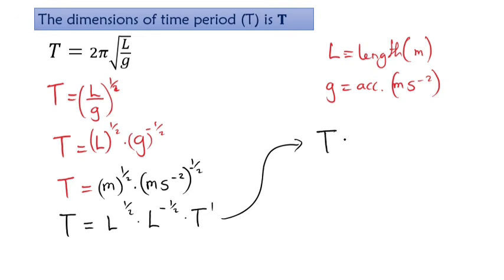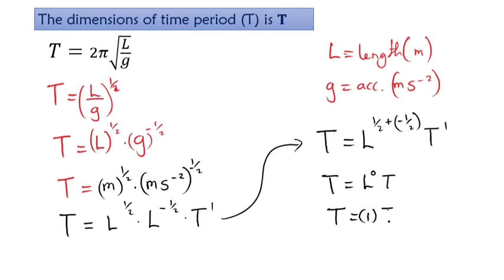So T = ... we're going to add the powers of L because we're multiplying. That will be L raised to the power half plus negative half, and T only has power 1. Half plus negative half is simply 0, and L to the power 0 is 1, times T. So in this case, T = T. This shows that this equation is dimensionally consistent.